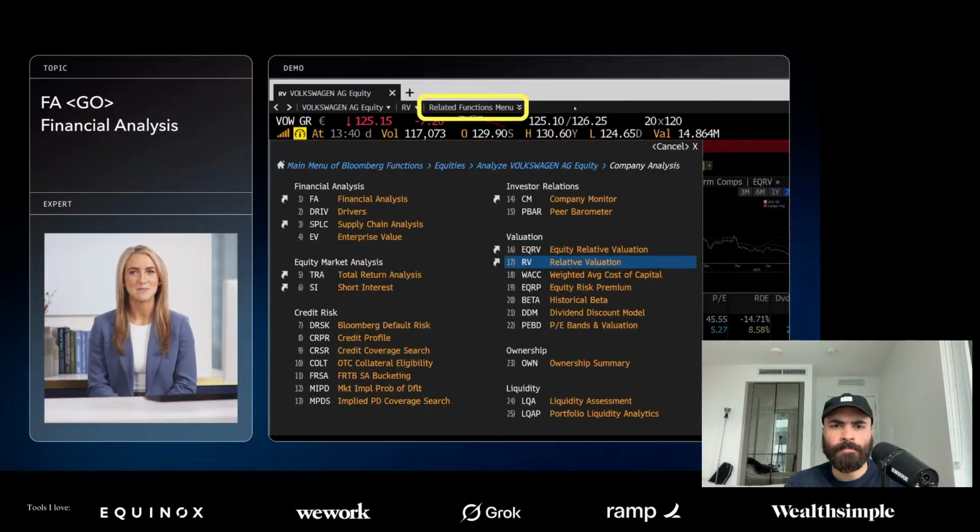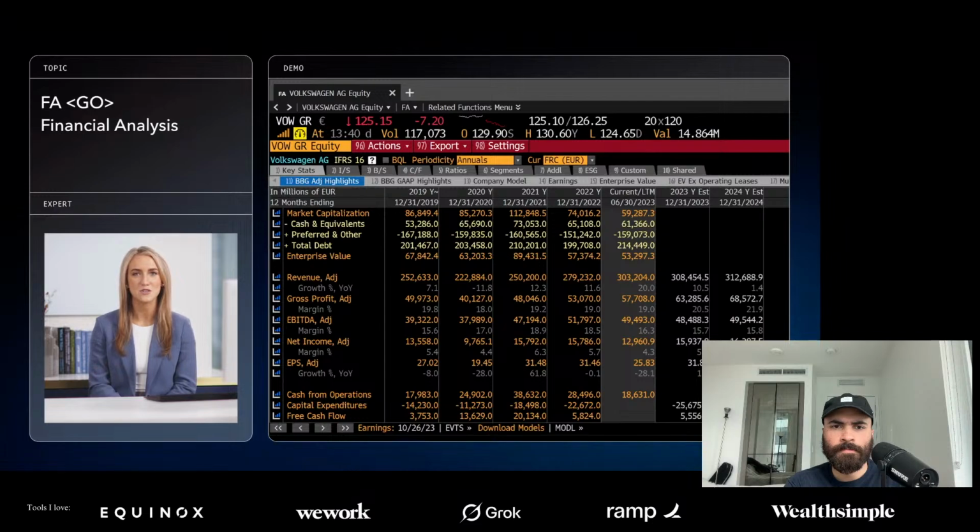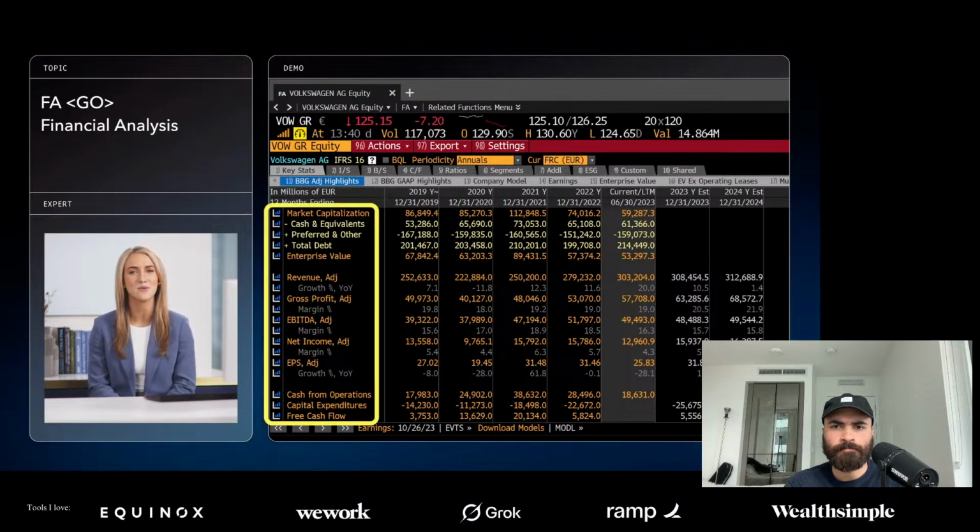I said that the relative valuation function works like a summary of data. That's because we can use it to click into other functions quickly. Maybe you're feeling like you're onto a good idea, and it's time to learn about the company's fundamentals. If I click on the related functions menu, we can open up our loaded security in FAGo, the financial analysis function. When you launch FA, the default screen shows key stats, like the market cap, revenue, gross profit, and so on for each fiscal year.